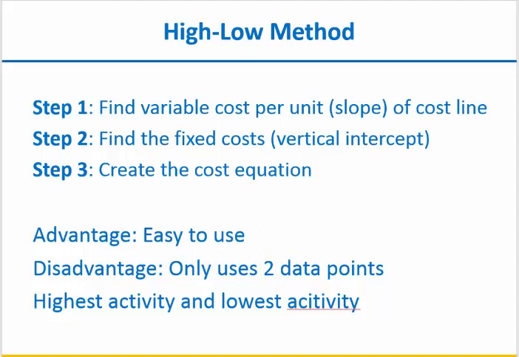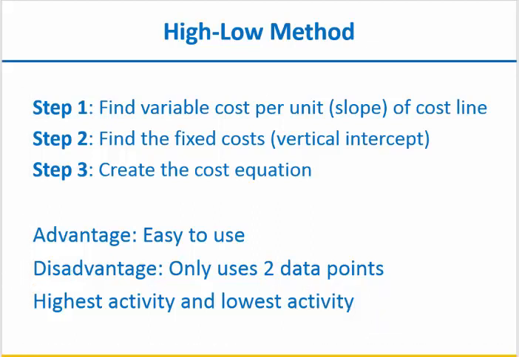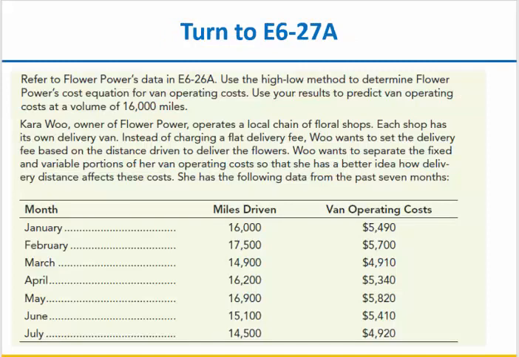The advantage is it's pretty easy to use this method. The disadvantage is we only focus on 2 data points. That probably gives you the idea why we call this the high-low method, because these two data points are essentially the highest activity and the lowest activity we're looking at. So I would like to use the next exercise to give you a very nice idea how we can apply the high-low method to study the cost behavior. This is the question we're looking at.